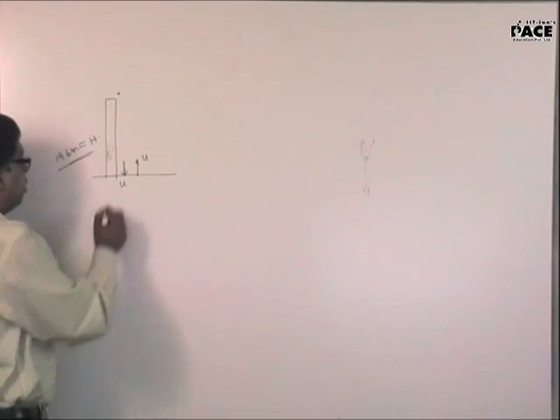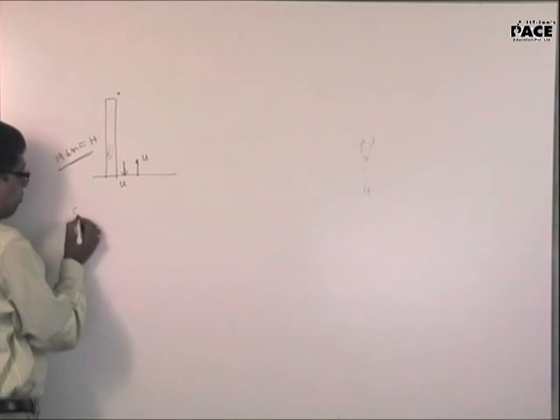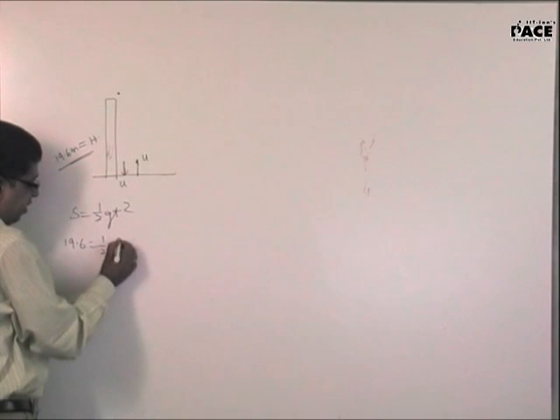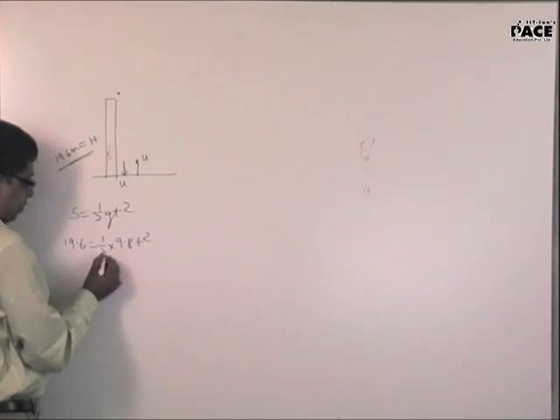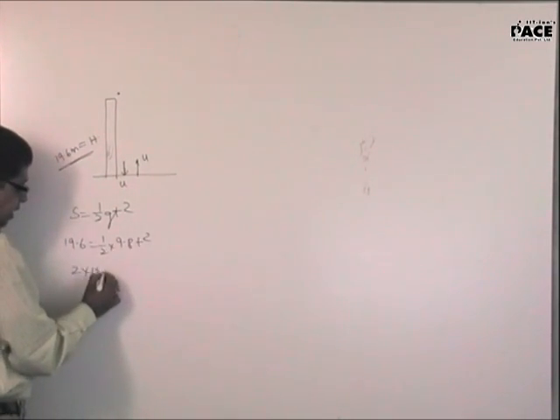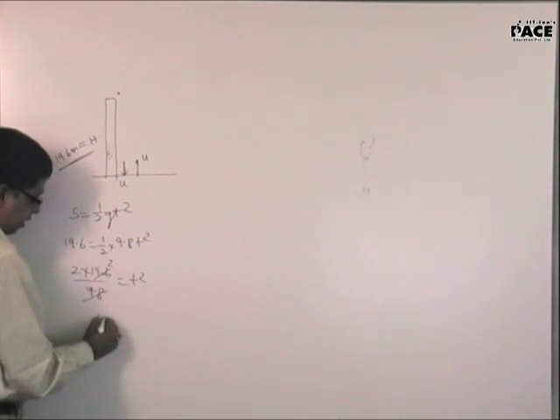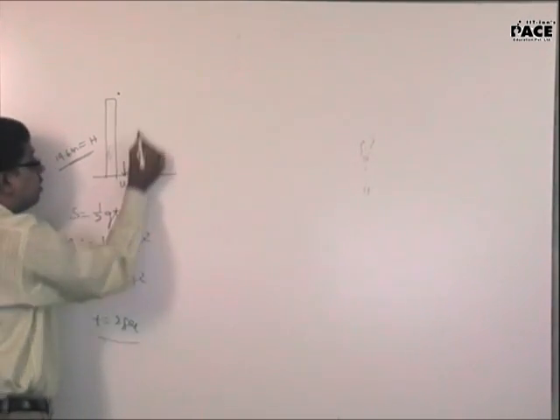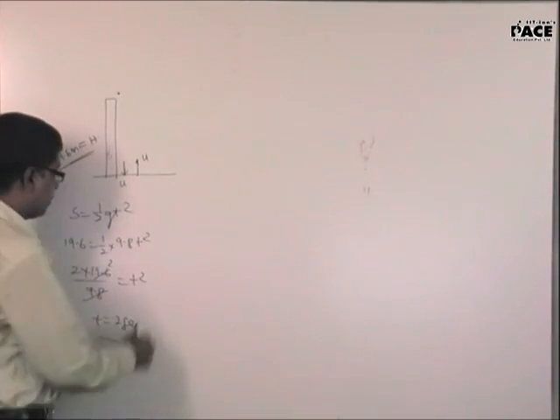Now firstly, how much time does it take to come here? S is equal to half g t square. Half into 9.8 into t square. 2 into 19.6 by 9.8 is t square. T is equal to 2 seconds. It takes 2 seconds to reach here, and another 2 seconds to reach the highest point.